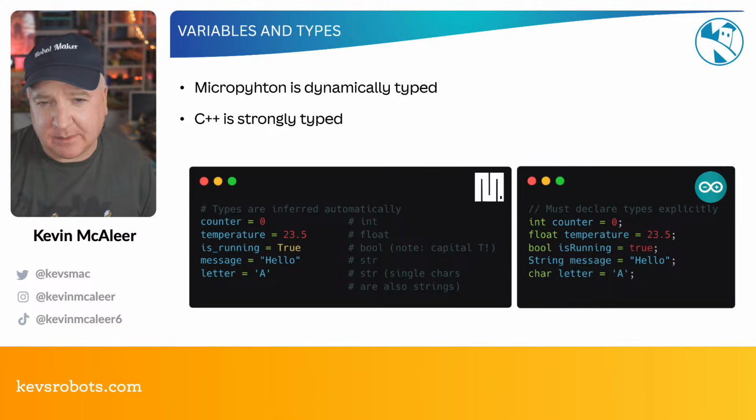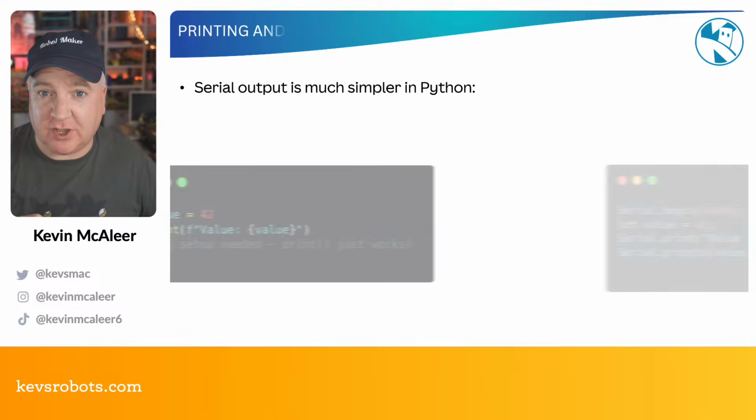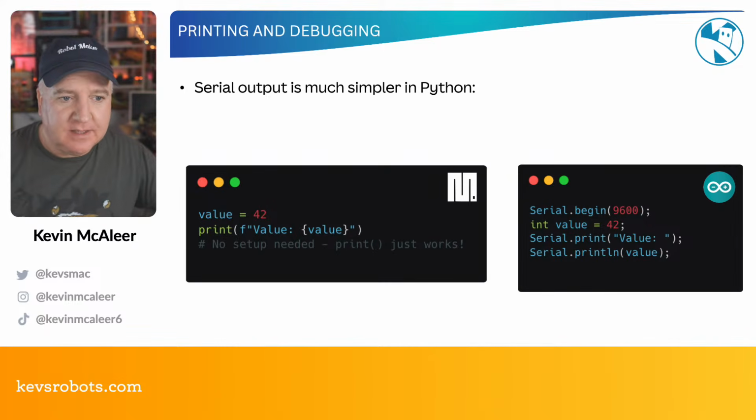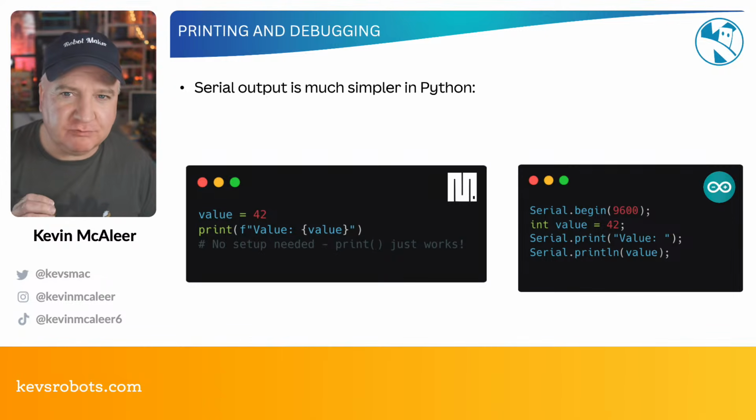Python is dynamically typed, and I just got a typo there I can see as well in the Python, and then C++ is strongly typed, so you set it and then that's what it's going to be, and the compiler can catch bugs with that as well. Now when you come to printing out error messages or debugging your code, MicroPython makes this really simple.